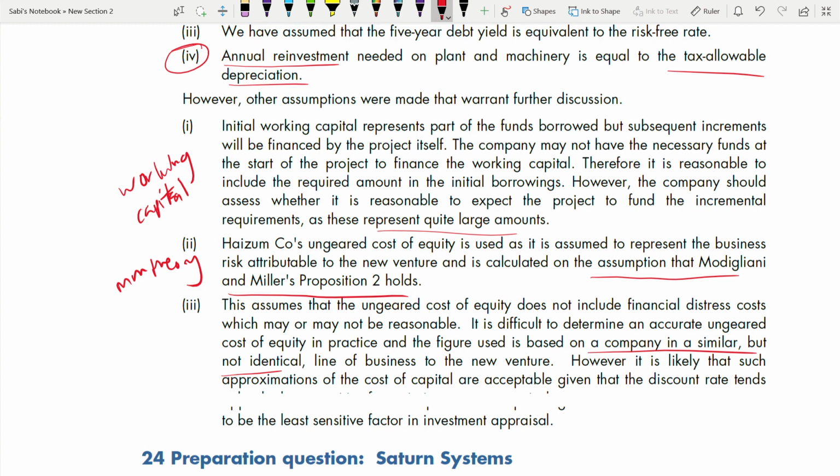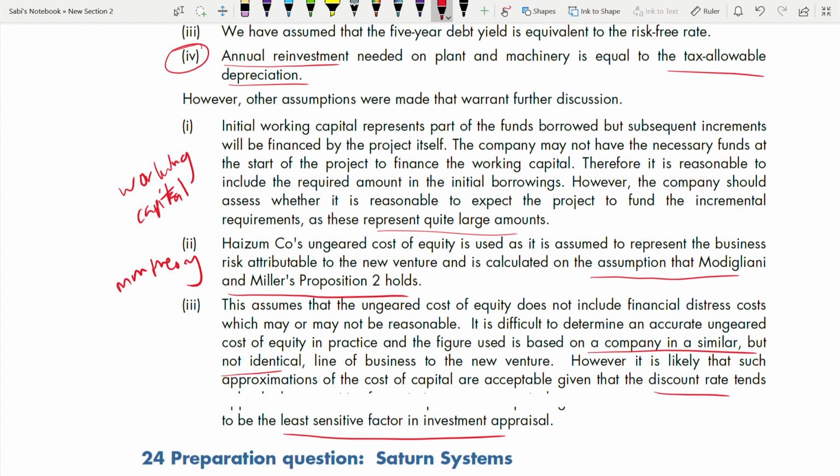Also, when you have to state assumptions, they are basically the same. It can be for cost of equity, for WACC, for working capital requirements, for tax allowable depreciation. In all these areas, you need assumptions. So when you have to talk about assumptions, you can touch these areas. And they are saying that you can accept the discount factor, the cost of equity, as it is. The reason is the discount factor is the least sensitive. Because of the discount factor, the investment appraisal does not change much. It does not impact so much. So the investment appraisal decision is not very sensitive to the change in discount rate compared to other things.